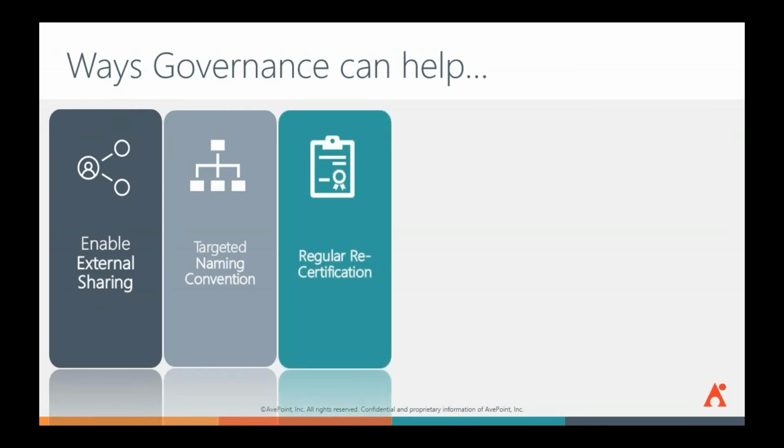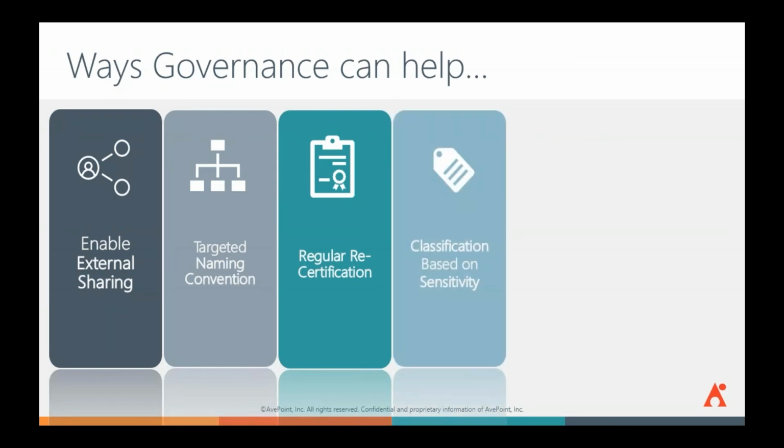Regular recertification means we identify the right people in the right spaces at the right time. So it's an ongoing basis, and if you create a team, maybe every month you want to check who's a member within that team. Are they internal? Are they external? We also want to make sure it's classified properly based on sensitivity. So this could be where you've got confidential or you've got open.